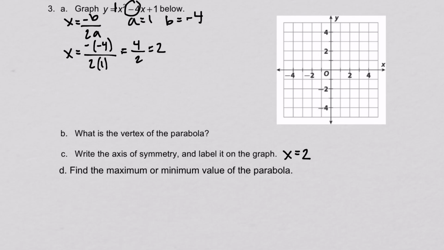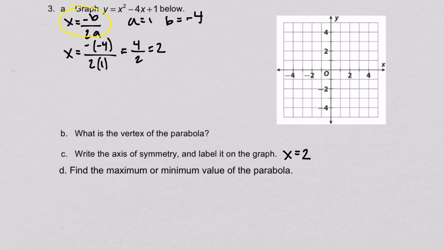Okay, this formula is for the axis of symmetry. We just found that x equals 2. Remember, the axis of symmetry is a vertical line that contains the vertex of your parabola. Now question B is, what is the vertex of the parabola? What I'm going to do is take this x equals 2 and plug it into the original function to see what I get for y.